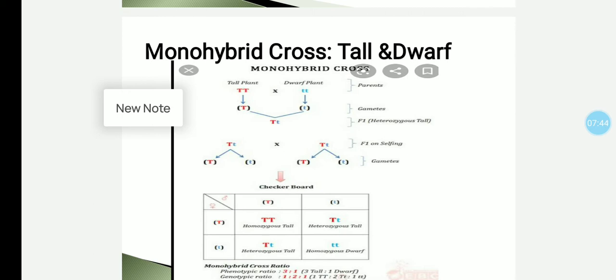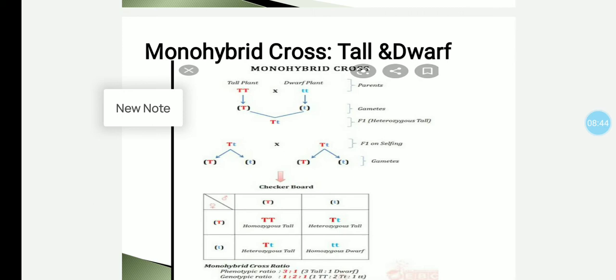A technically suitable method is the checkerboard. In this board you can observe the male plant gametes, female plant gametes, and the free, possible combinations, which produce 4 types of offspring. These offspring show phenotypically two groups, tall as well as short, but tall is more in number, about 75%, and dwarf is less in number, nearly 25%. This ratio is 3:1. It is called the phenotypic ratio or standard monohybrid ratio.